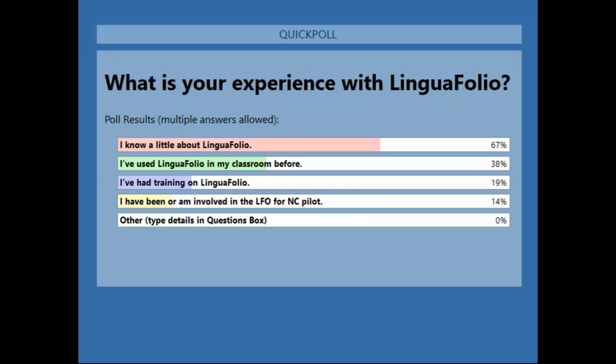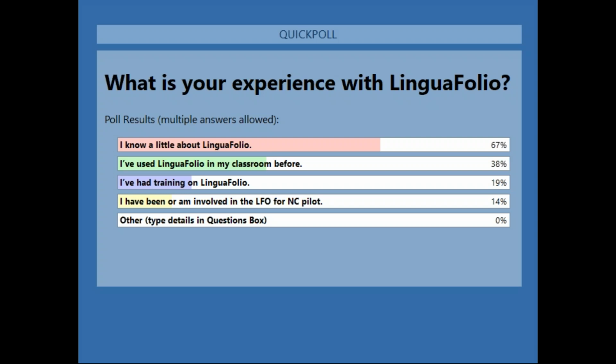All right, the majority of you, 2/3, said you know a little bit about LinguaFolio. That's good. It's a good start. 38% said you've used LinguaFolio in your classroom before. 19% said you've had some training on LinguaFolio. 14% said you've been involved or are involved in the current LFO for NC pilot. And then I had one person who didn't check other, but indicated they had used LinguaFolio last year. Looks like LFO for NC last year, but her students couldn't log in.